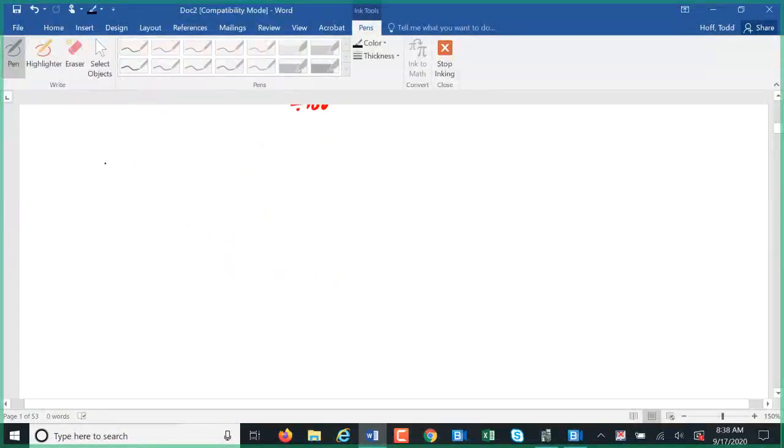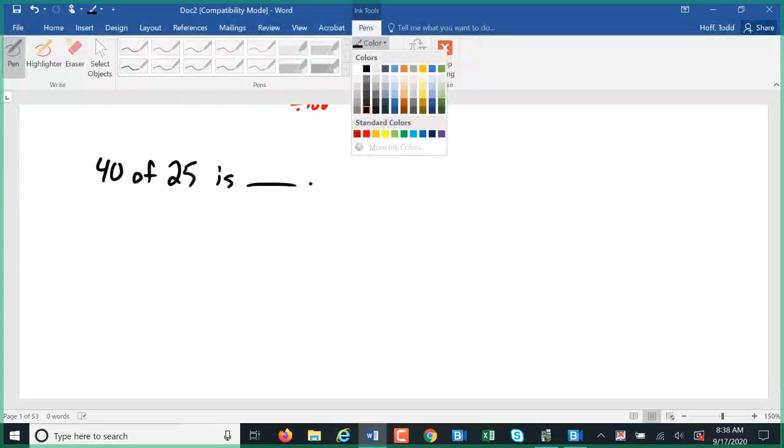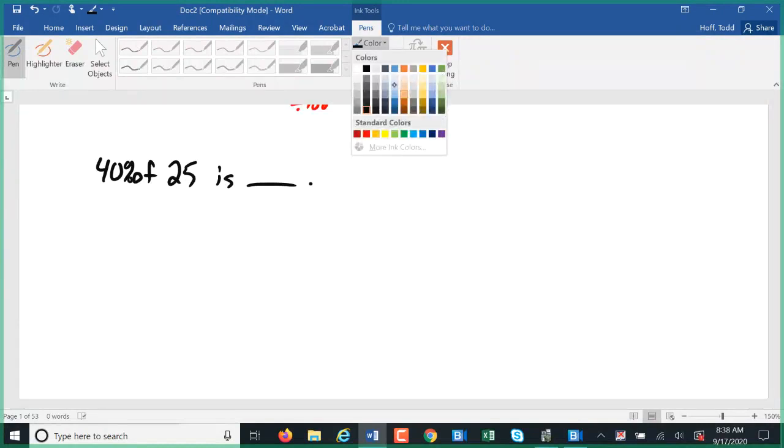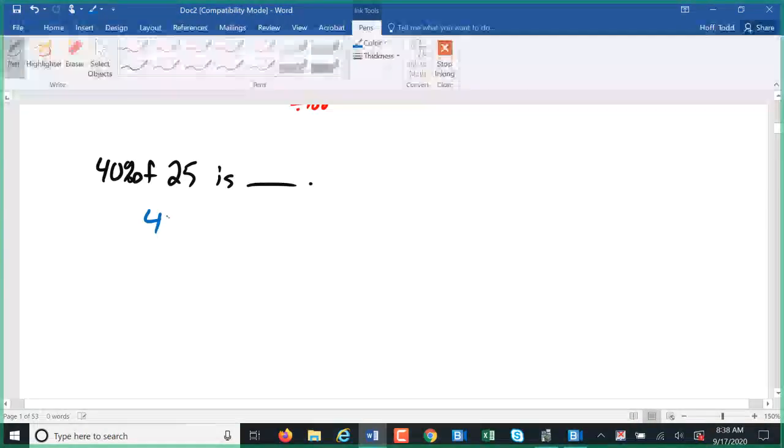We might have 40% of 25 is blank. This one's worded very differently, but it's the exact same type of problem. Percent didn't get it. So we start out with the percent. 40% is 40 over 100. Of 25, again, we can read that as out of 25, implies that 25 goes on bottom.